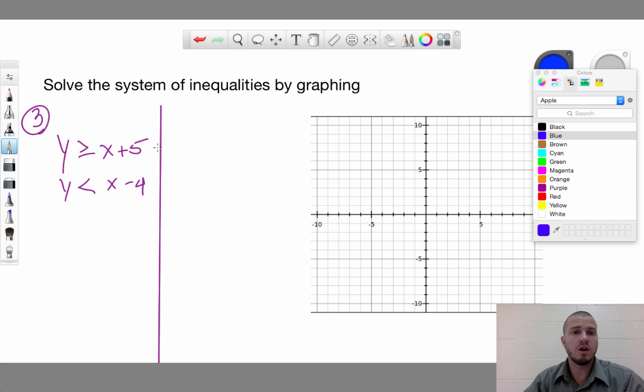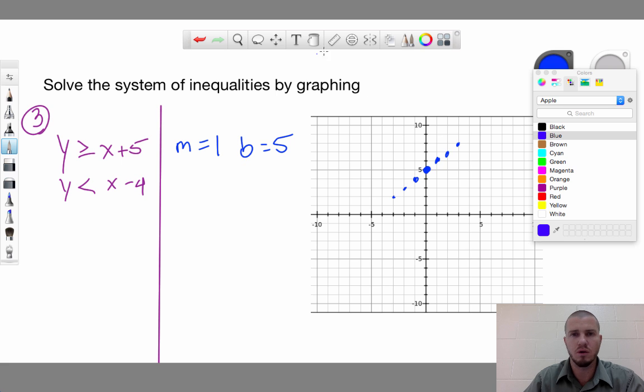Okay, so we're going to do two more. This example is y is greater than or equal to x plus 5. So my m is 1. My b is 5. So when I go to graph that, I'm going to put the y-intercept at 5, and then slope of positive 1, up 1, right 1, up 1, right 1, down 1, left 1, and keep going.